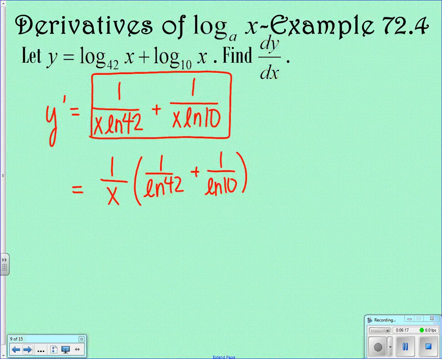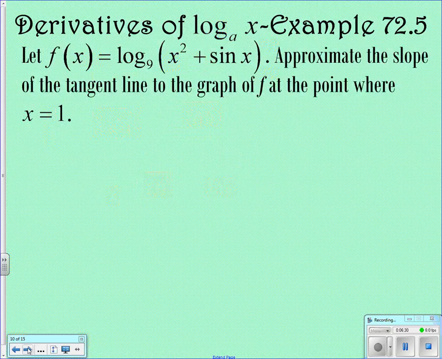And if you want to write it like that, that's fine. Sometimes they may simplify it like that, but you certainly don't have to do that. But either one of those is perfectly acceptable for your answer. Okay, so let's look at the next one.